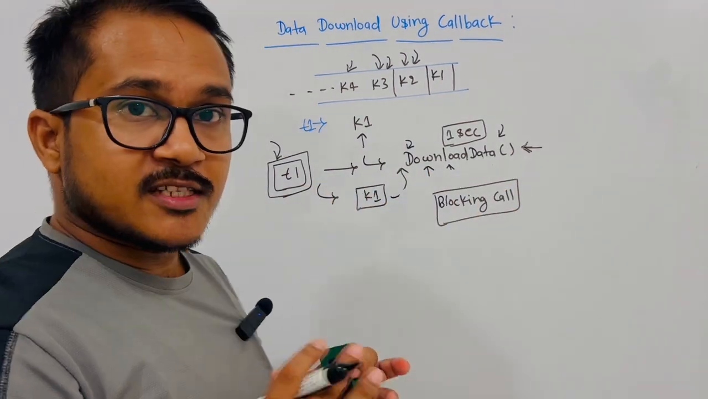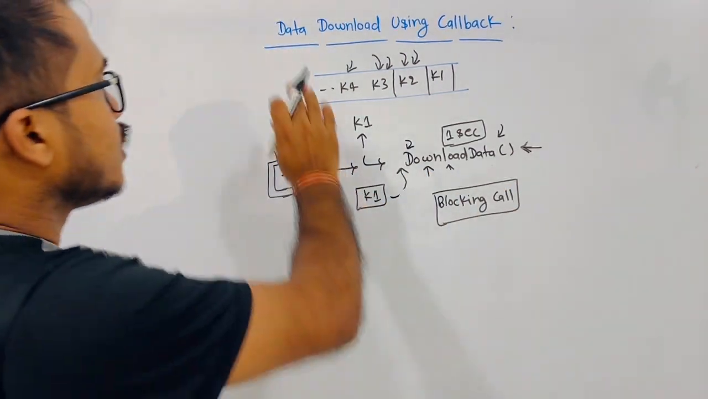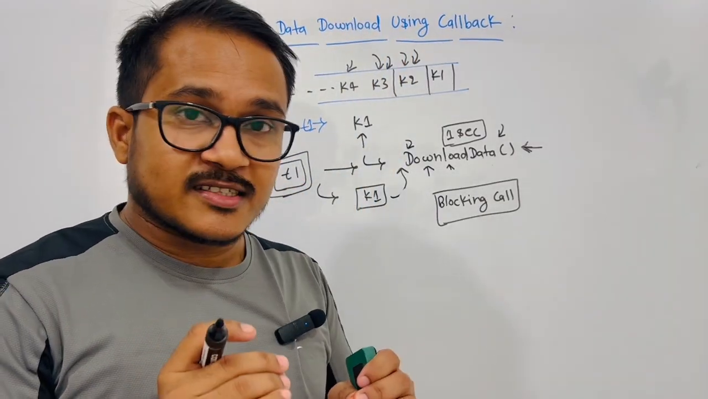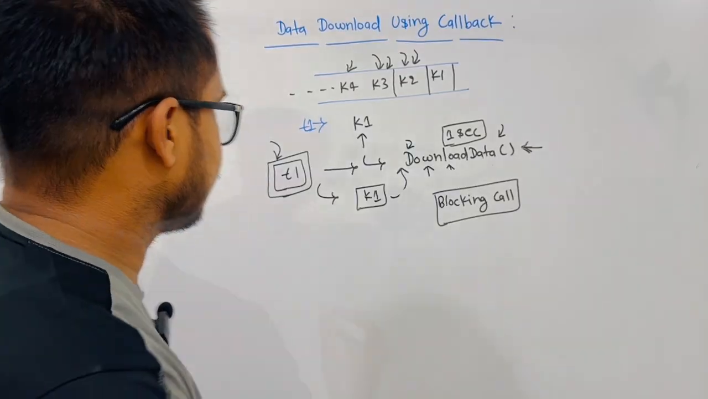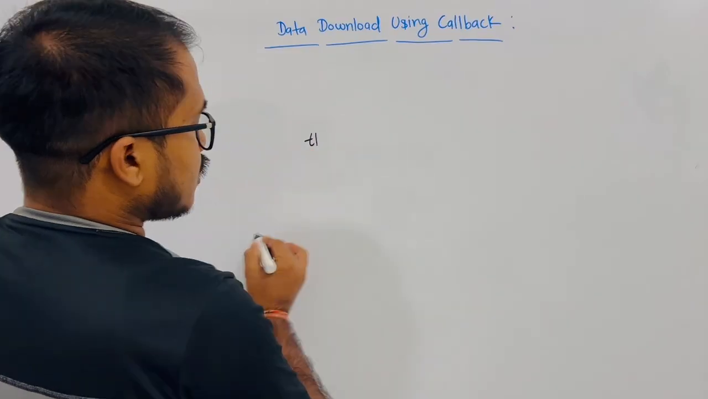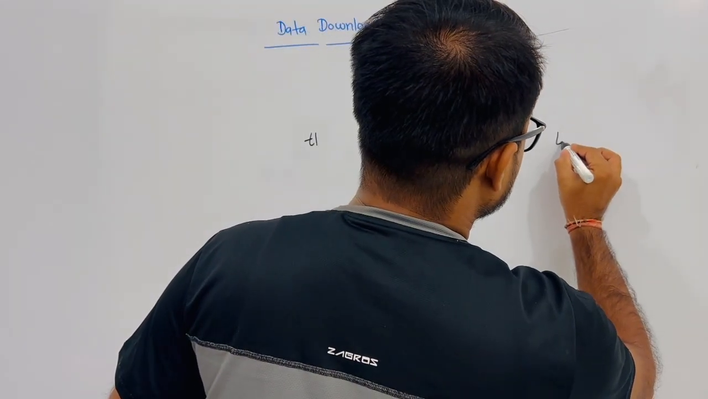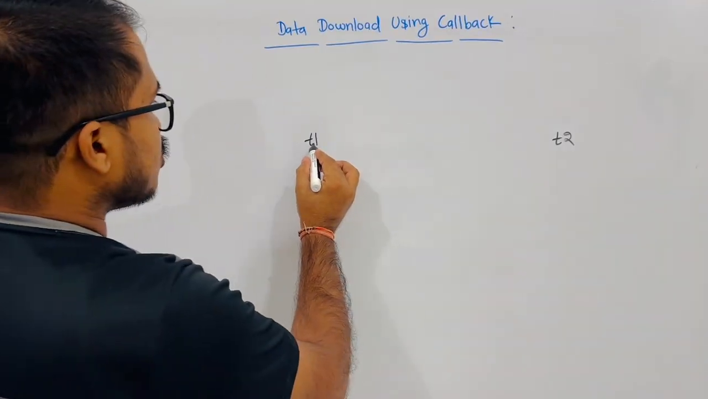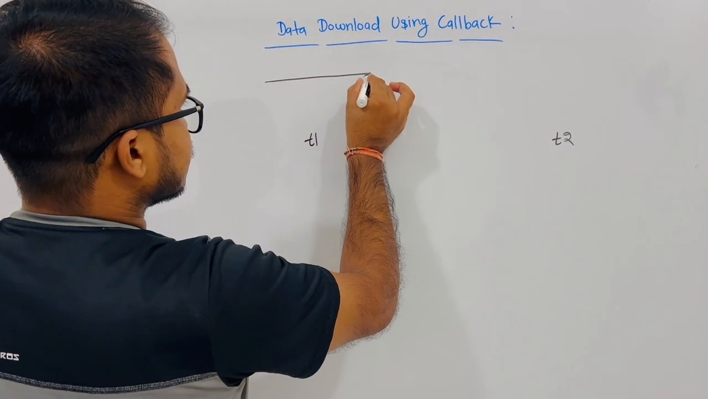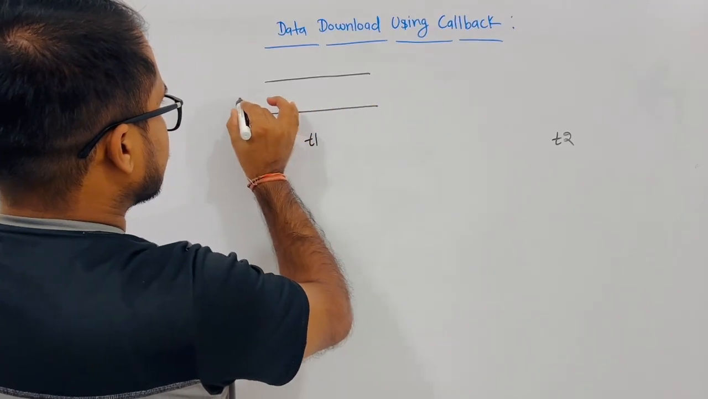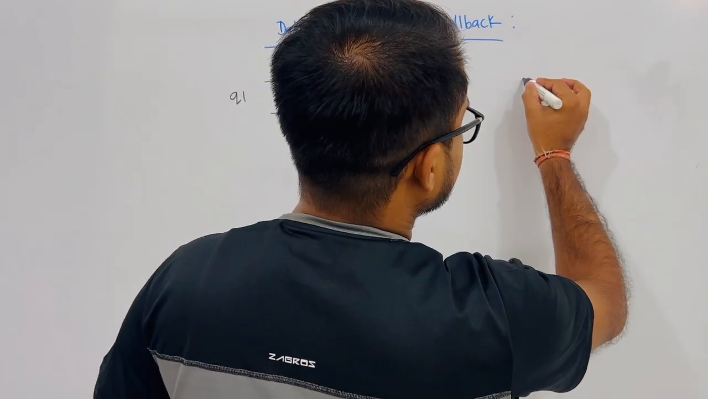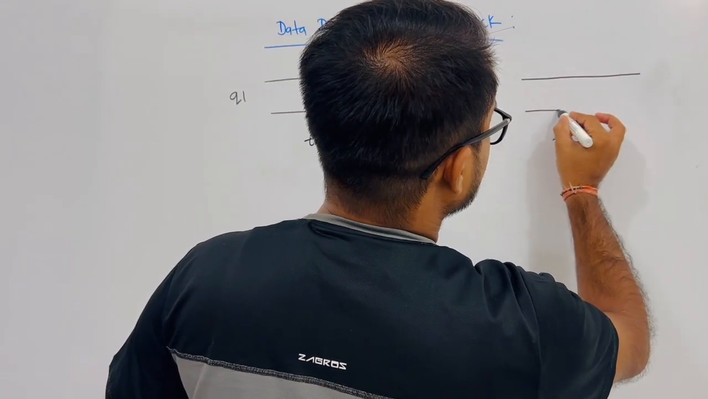Instead of taking this approach, we can download the data using multiple threads. So let's try to understand how that can happen. Let's say again there is a thread T1 and there is a thread T2, and corresponding to both the threads there will be a task queue. This is the task queue, I am calling it Q1, and corresponding to thread T2 there is another task queue which is Q2.